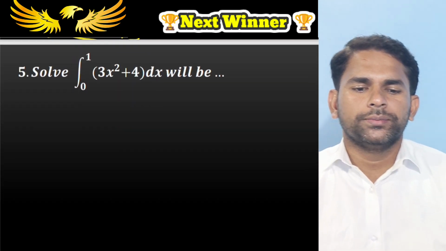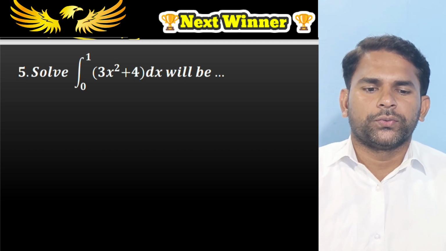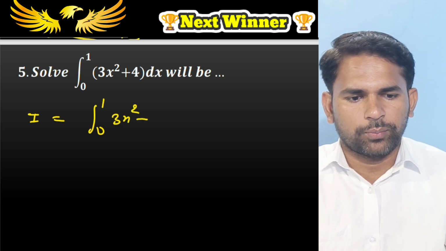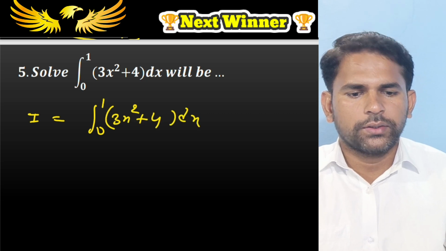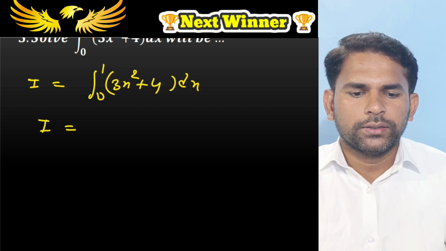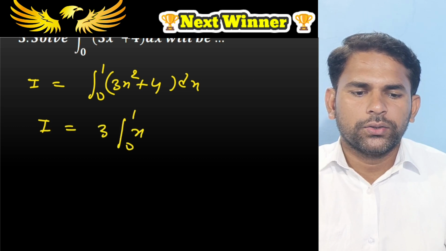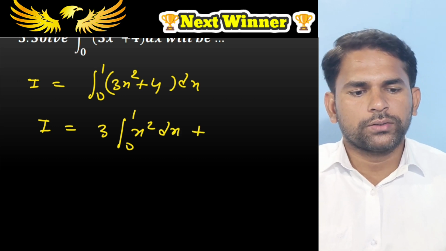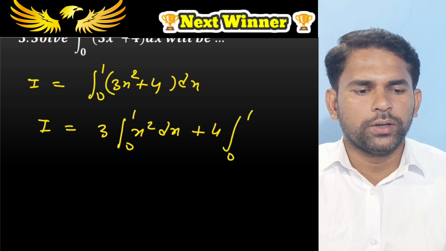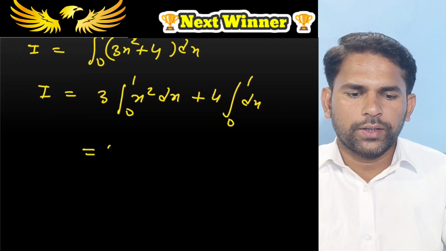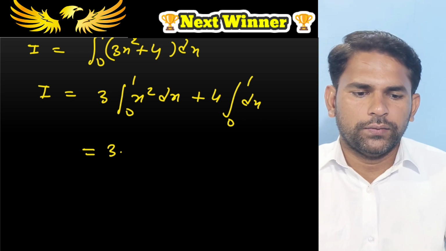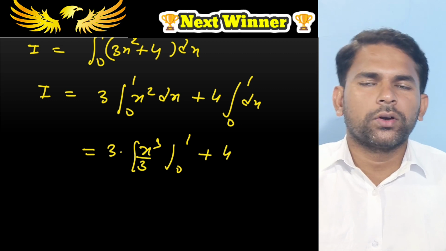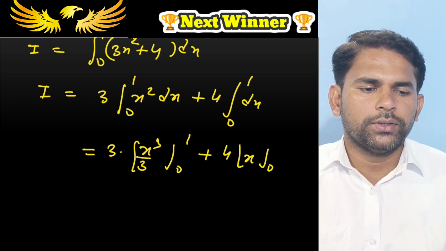Now you can see the next question, integration of 3x square plus 4. So again we integrate from 0 to 1, limit, 3x square plus 4 dx. Now we can write 3 as a constant separately: 3 times the integration from 0 to 1 of x square dx, plus 4 is a constant, integration from 0 to 1 of dx. So now the integration of x square gives x cube upon 3, limit 0 to 1, plus the integration of dx gives x, limit 0 to 1.